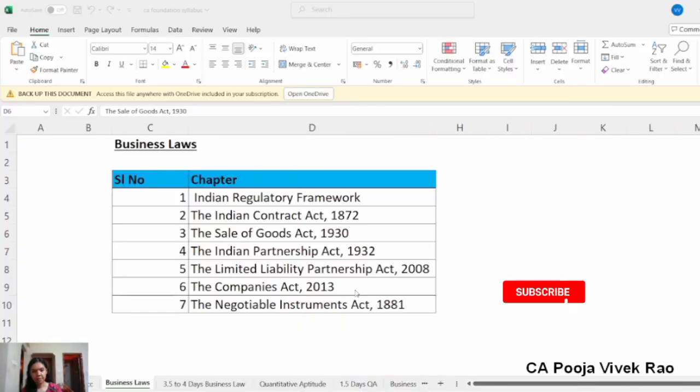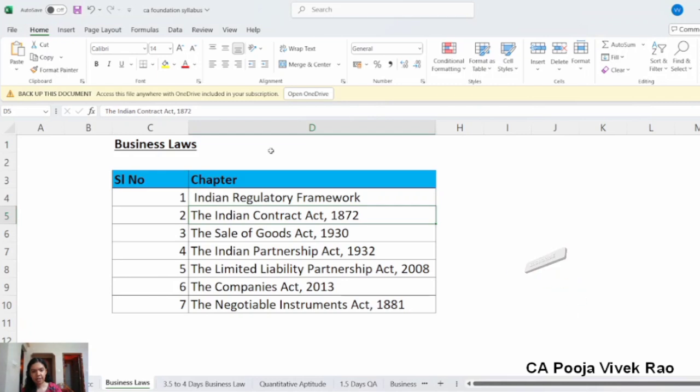So first, some chapter specific guidance was given in this webinar. Let's have a look at those. In the business law subject, you will have two types of questions. That is one direct theory question and the next one is case scenario based question. So your first chapter, Indian Regulatory Framework. A direct theory question will be there from this chapter and it will be for 6 to 7 marks. And from this chapter, you will not be having the compulsory question. That is, in the question paper, the first question which is compulsory question will not be from this chapter.